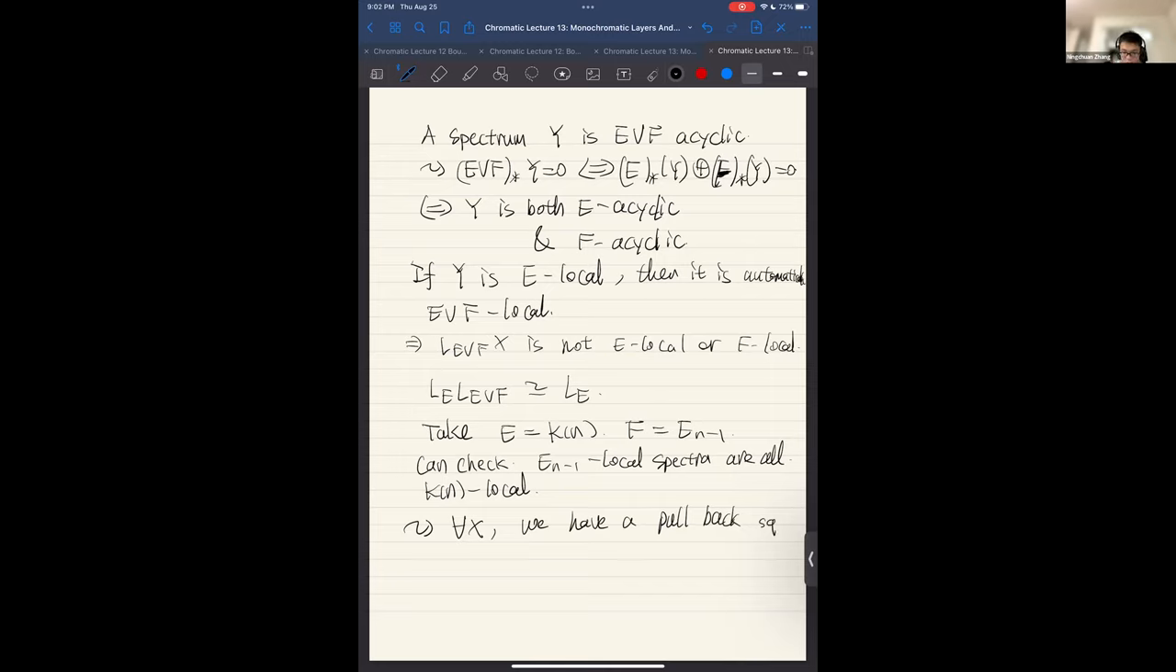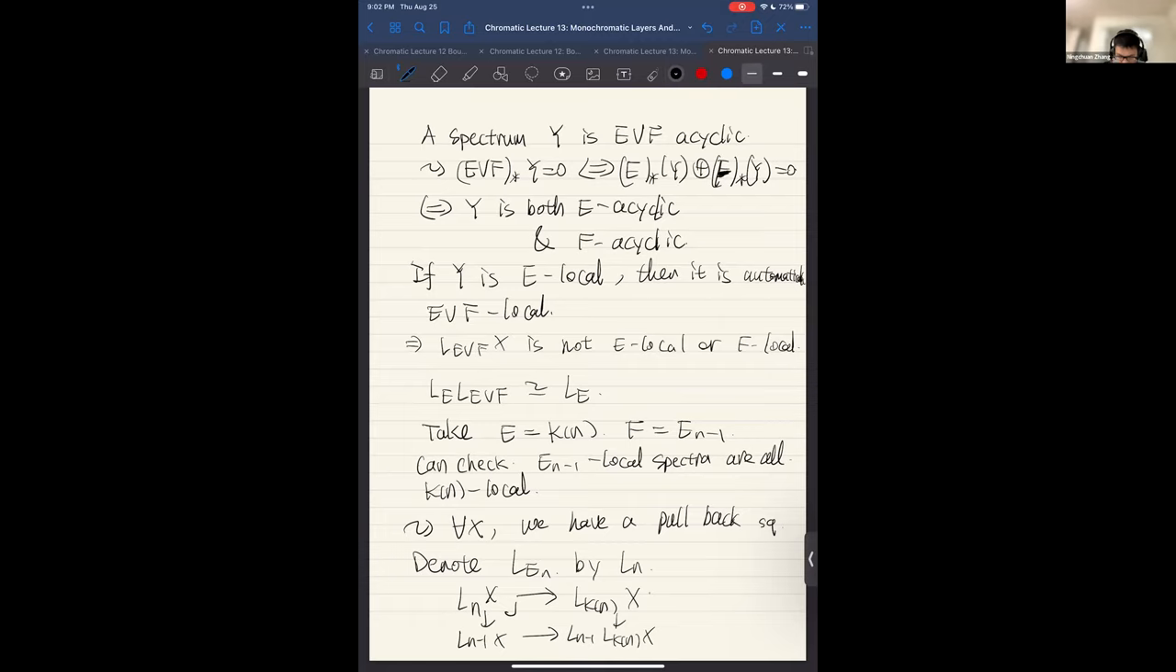And also probably I should introduce one notation. I forgot to do that. So one notation: if we now denote L_{K(N)} by L_N, then we have a fracture square like this. So X, you take this L_N localization, then it will have two maps, one to the K(N) localization, one to the L_{N-1} localization. And this gives you, and here is the other way, sorry, it's L_{N-1} localization of L_{K(N)} local X.